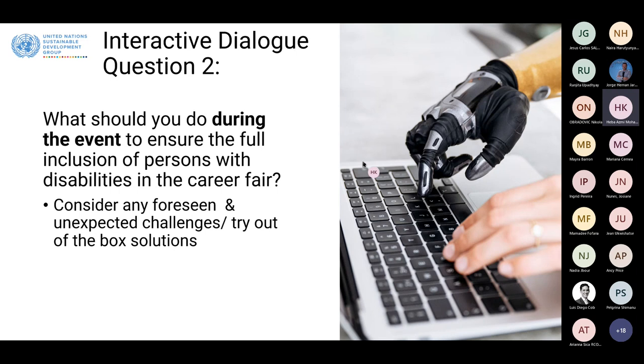Are there any other hands, or should I just move on? I don't see any other hands, and I don't see any comments as well.